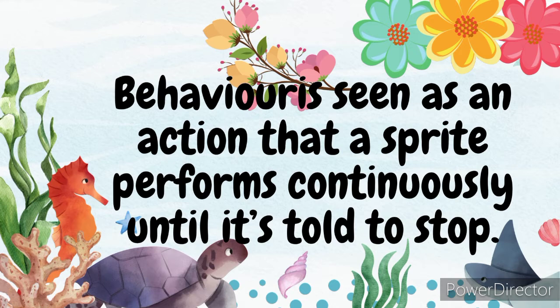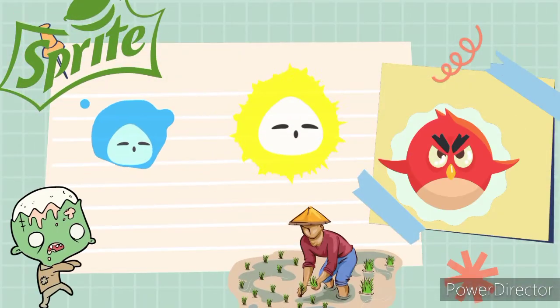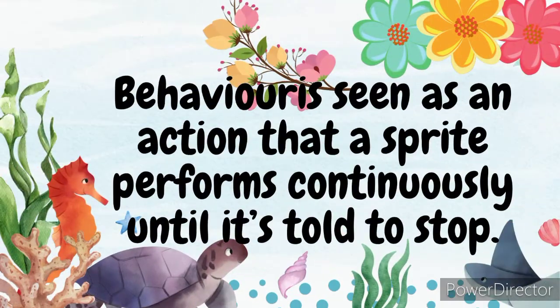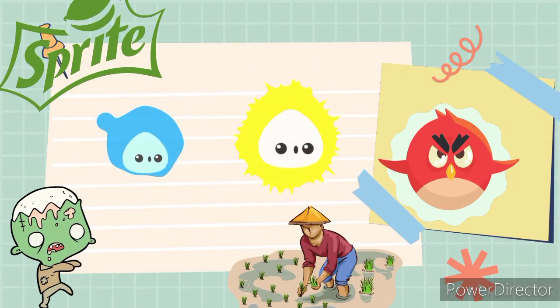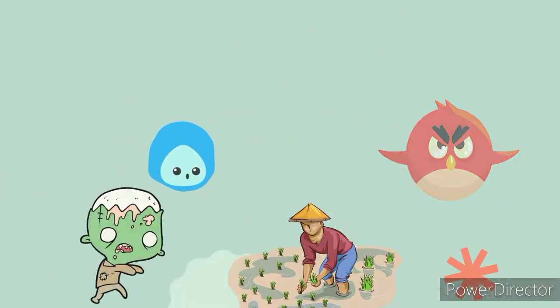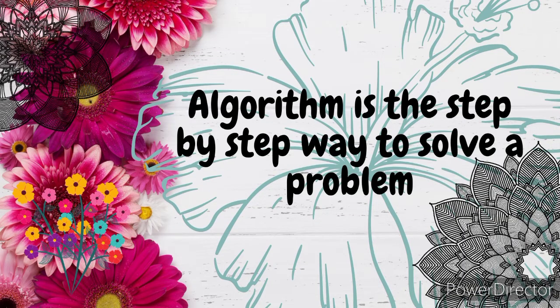Now, the sprite also has a behavior. The behavior of the sprite determines how the sprite is going to move until it is told to stop. So the behavior of the sprite tells the sprite what to do. There are so many sprites and there are so many behaviors. We can see some examples of sprites on our screen. It tells us what to do.